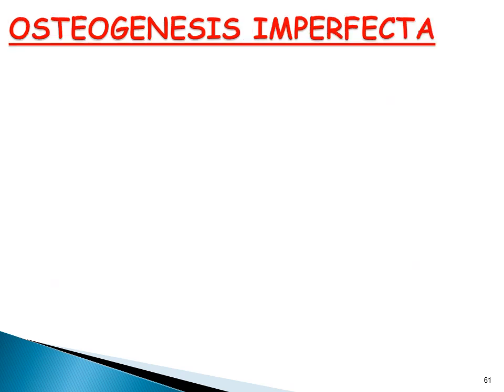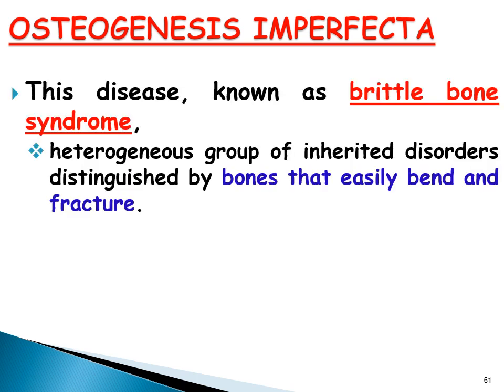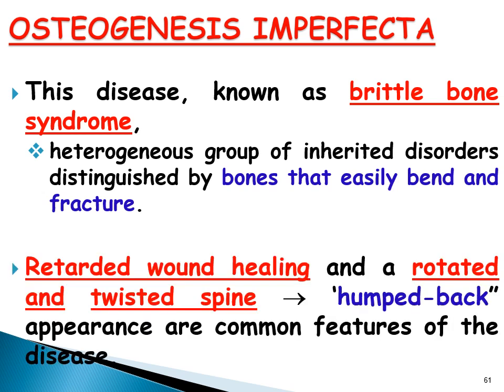The following are examples of diseases we are going to discuss now that result from defective collagen. The first one is osteogenesis imperfecta. The disease is also known as brittle bone syndrome. It is a heterogeneous group of inherited disorders distinguished by bones that easily bend and fracture. It also results in retarded wound healing and a rotated and twisted spine, that is, a humpback appearance. That is a very common feature.